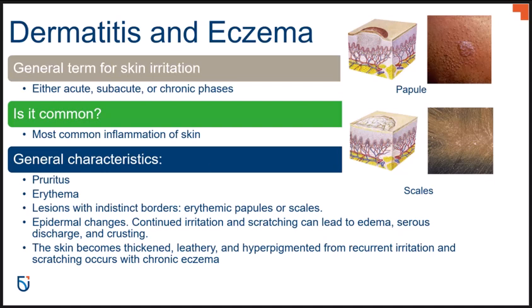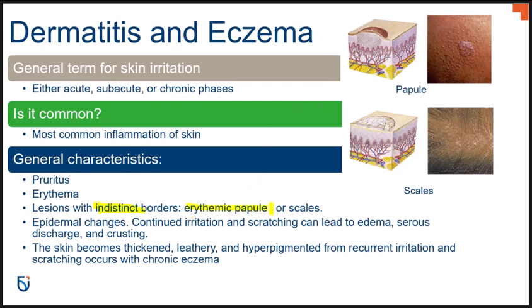On the next slide, I'll be talking about the different types of eczema, but just to give you a general overview now of the characteristics that would typically be seen with some cases or many cases of eczema. And it includes pruritus, which is itching. So it's common that people will feel itchy. Erythema is redness, so redness of the skin. The lesions typically have indistinct borders, meaning that it's a little bit difficult to see where exactly the lesion starts and where the healthy, normal skin is.